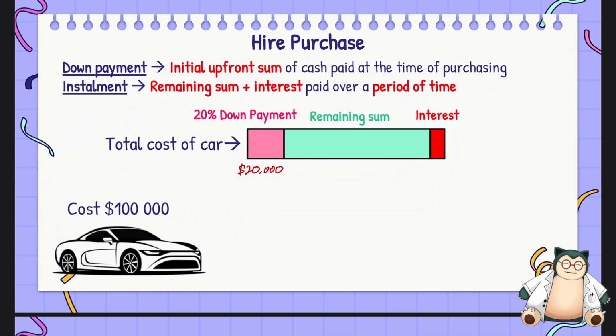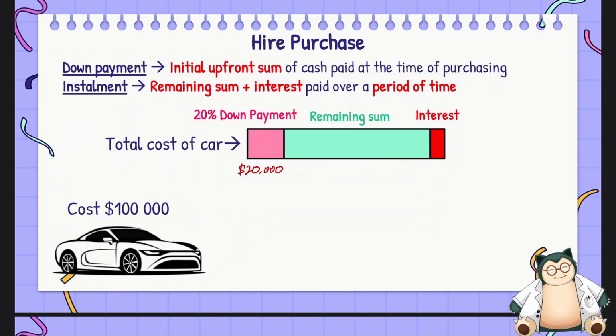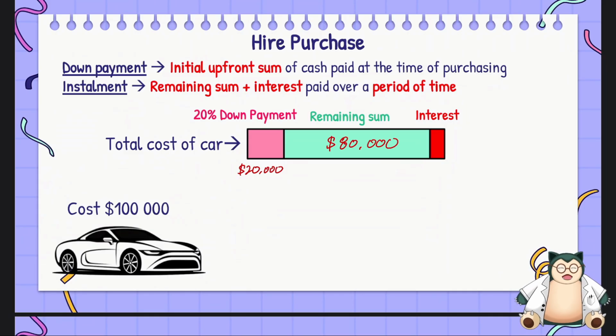Now, the remaining $80,000, alright, over here, what happens to it? So the remaining $80,000 will actually be spread across a period of time, maybe 24 months, maybe 36 months. So we just spread it out, so each month you pay a small sum. In this case, it is much easier to pay as compared to the full lump sum of $100,000 at the very start. However, there's a catch.